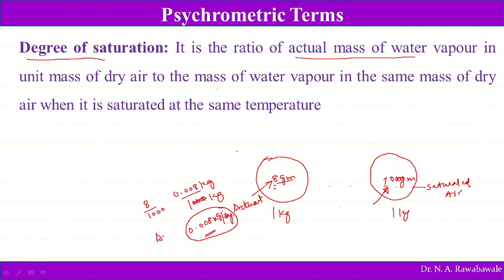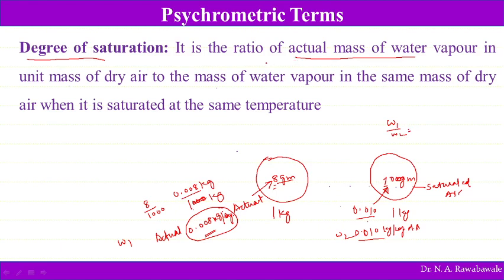So this is the actual, and this other one is 10 grams, which is 0.010 kg divided by 1 kg, that is 0.010 kg per kg of dry air. This is the humidity of air when it is saturated. So the degree of saturation is, say this is W1 and this is W2, W1 divided by W2.